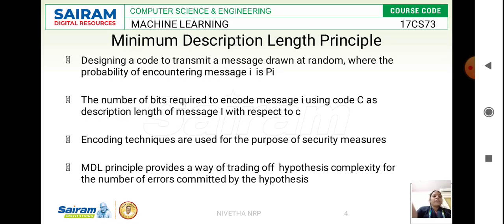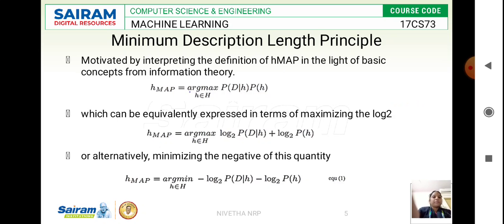And the MDL principle will give us a trade-off between hypothesis complexity and the number of errors committed by the hypothesis. So what are the errors committed by the hypothesis? We'll be able to trade off the complexity of that hypothesis by this MDL principle.